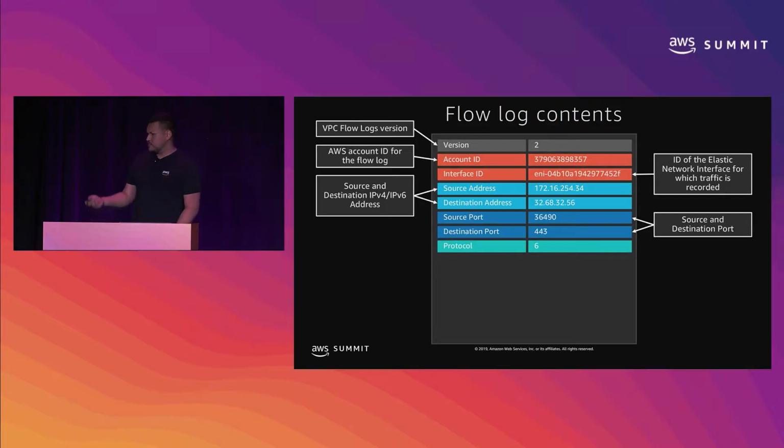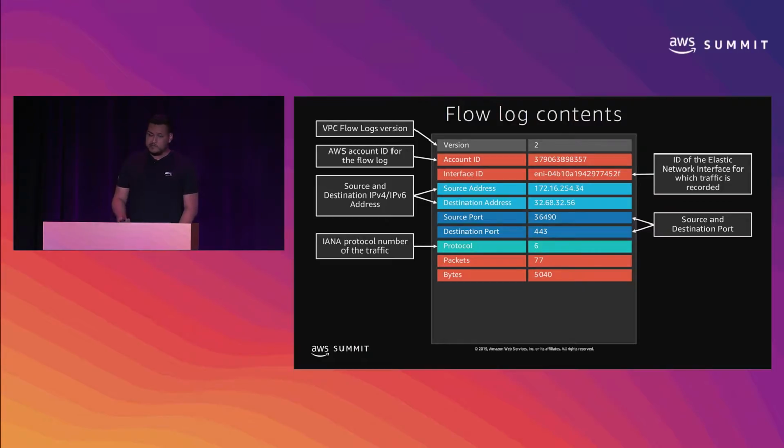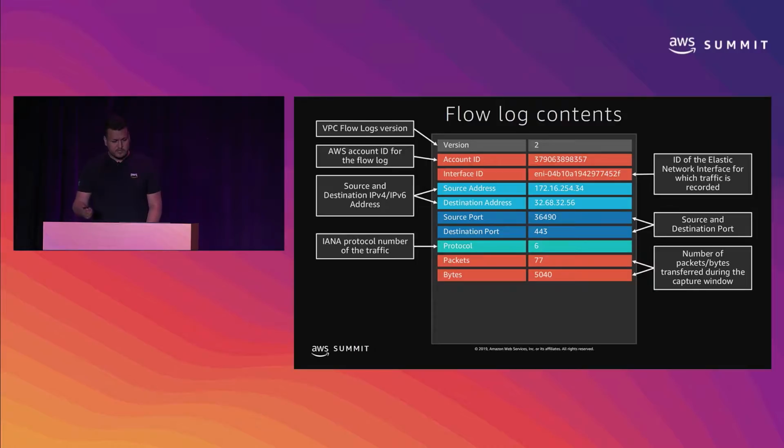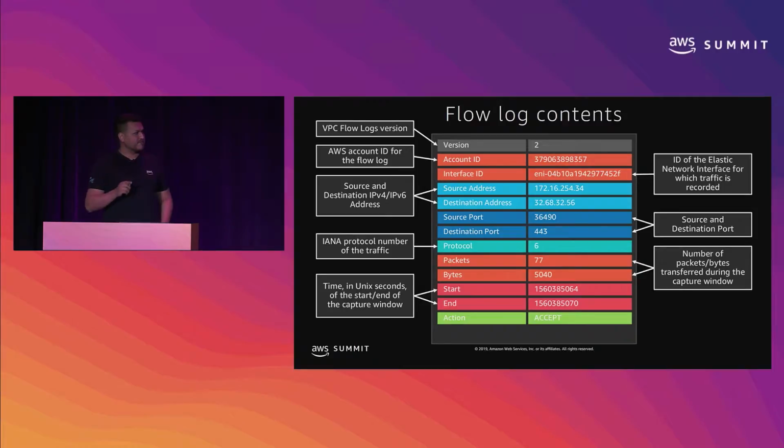The protocol, so let's say it was a TCP connection, UDP, something like that. The number of packets that were processed and also how big the data transfer was during that flow, so the number of bytes transferred. Also the capture start and end window, so understanding how long that transfer actually took. And this one's pretty important. We're going to dive into this one because this is where you actually get the business value of why you should use flow logs: on top of understanding what happened, you can see whether the actual flow was accepted or rejected based on security groups or network ACLs that you assign in your VPC.